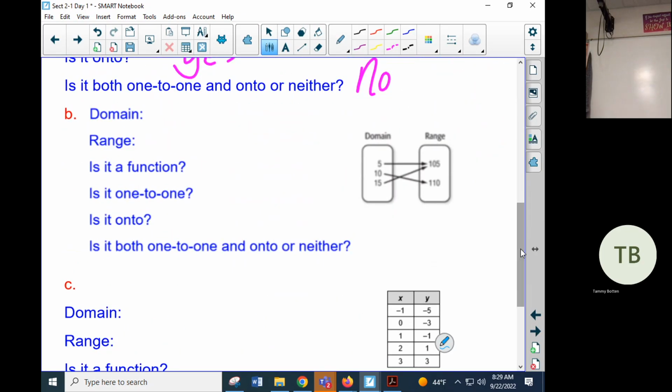So now we have a mapping. And with our mapping, the domain is going to be the ones on the left. And like I said, you really should write them from small to big. So we're going to go 5, 10, 15. And then your range is going to be your y values, which was 105 and 110. And then is it a function?